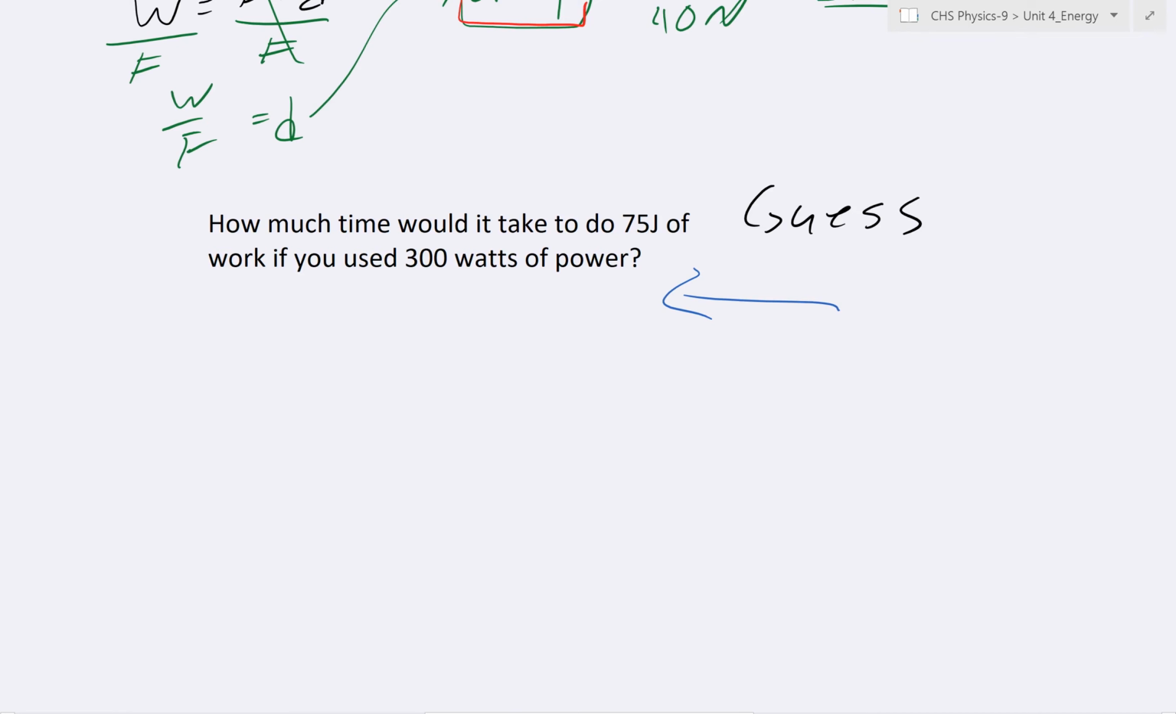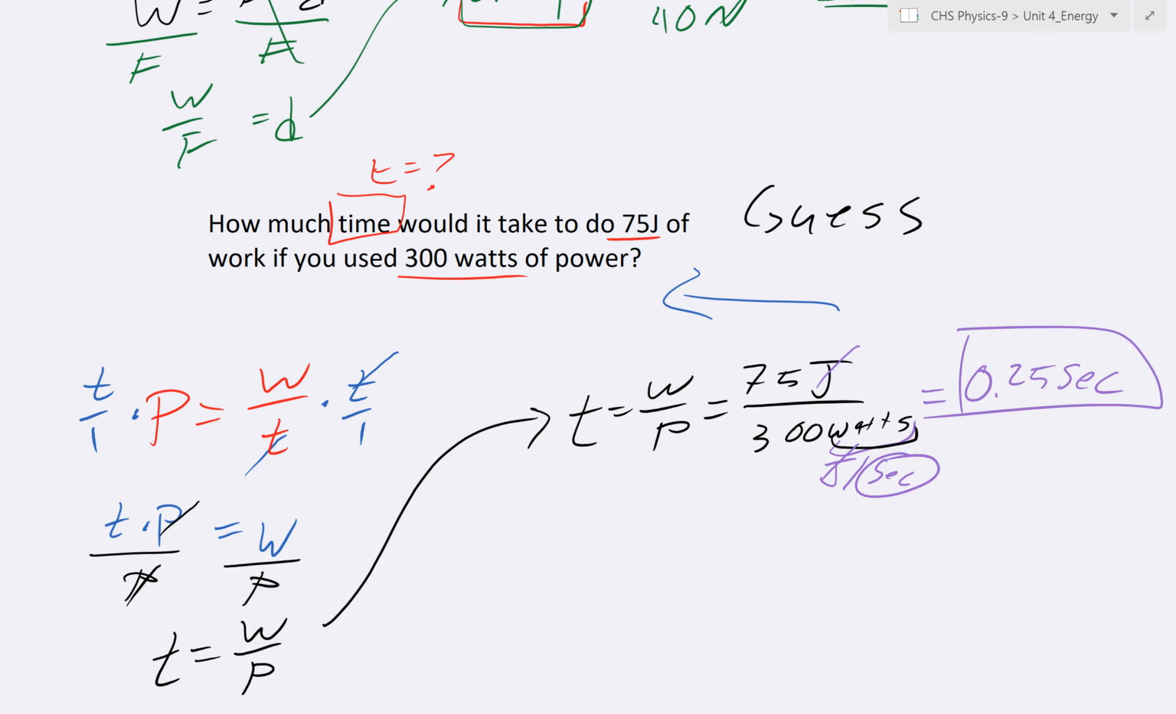So let's see if we can work on this one now. Again, pause, try it, and I'll show the answer here shortly. And here you have it. So I got 0.25, or a quarter of a second, which is pretty quick, but I think you could do this. Anyway, the setup is I start with looking for time. I'm given work and watts, so that tells me I'm going to be using my power equation.